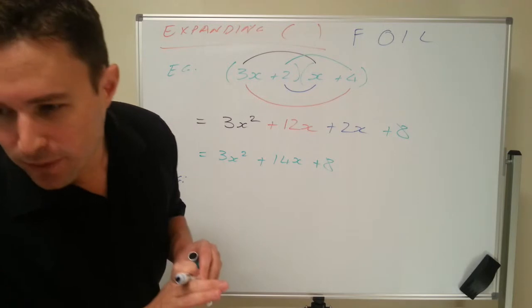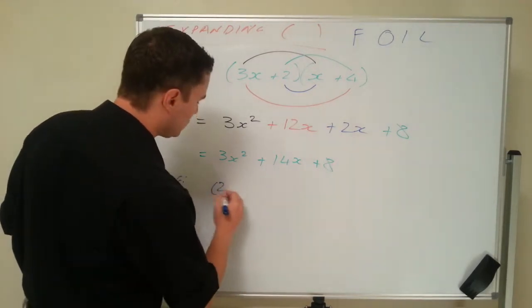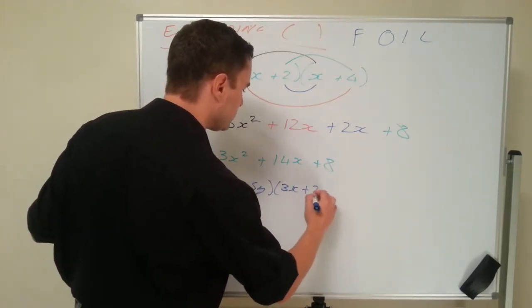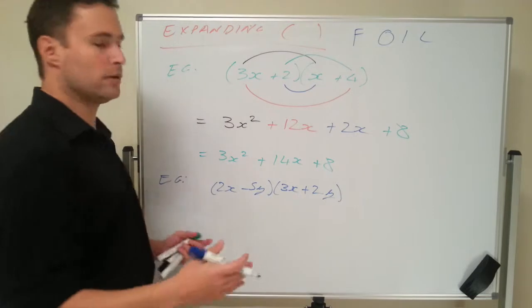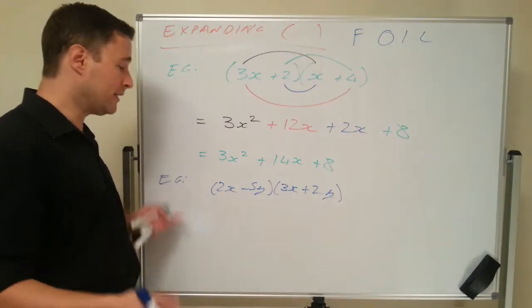Okay, the next one I'm going to do is 2x minus 5y times 3x plus 2y. Ooh, 2x minus 5y times by 3x plus 2y. Okay. Whoa, x's and y's everywhere. Don't let it freak you out. Slowly does it. Slowly does it.